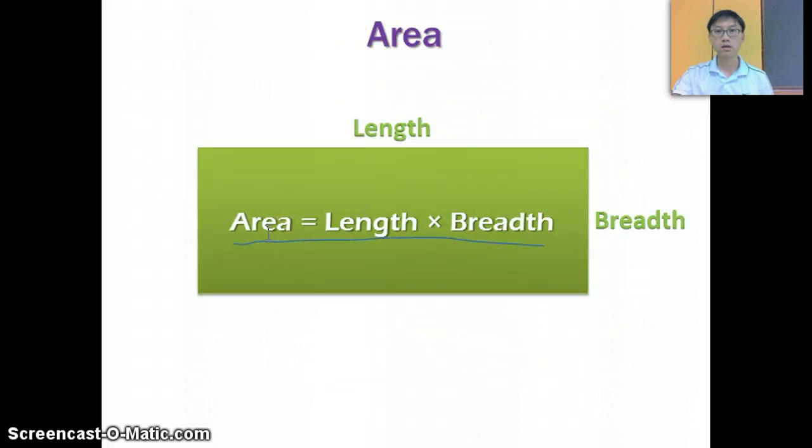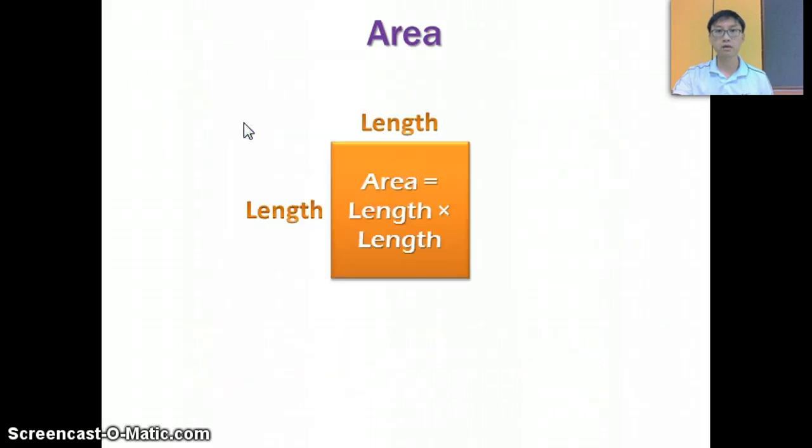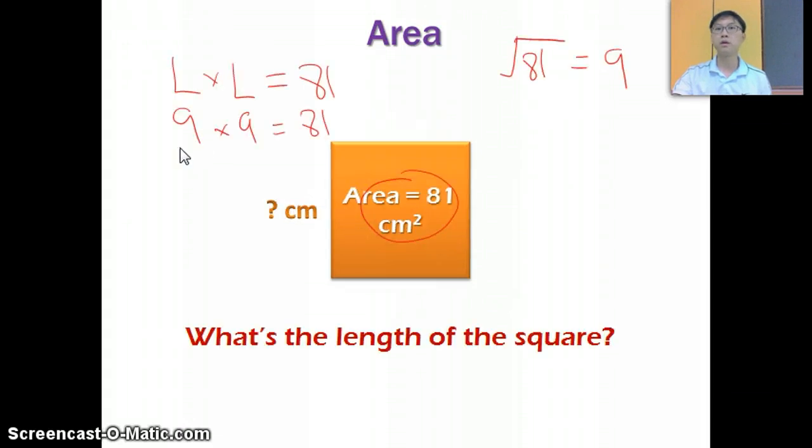Same with area. Area is length times breadth. Given the area and just one side, I can find the other side by dividing. For area of a square, all four sides are the same, so it's length times length. I do a little bit of guess and check to find out what times what gives me the area. So basically that's it: area and perimeter of both rectangles and squares.